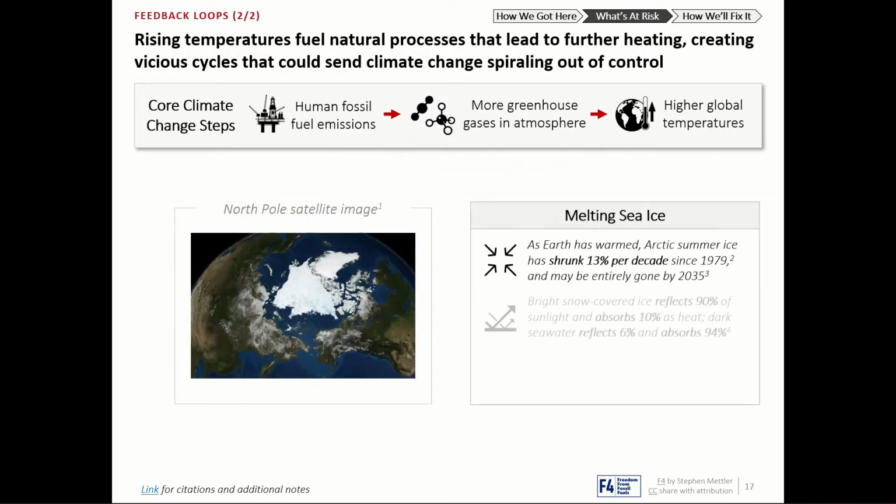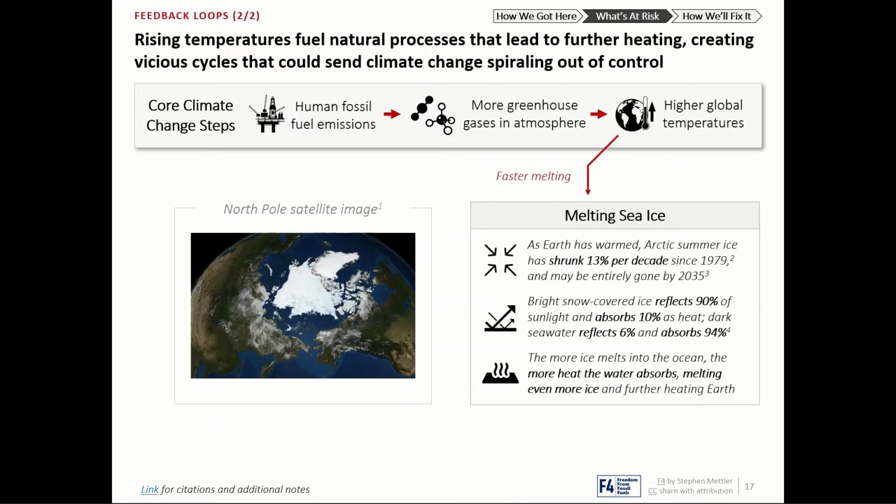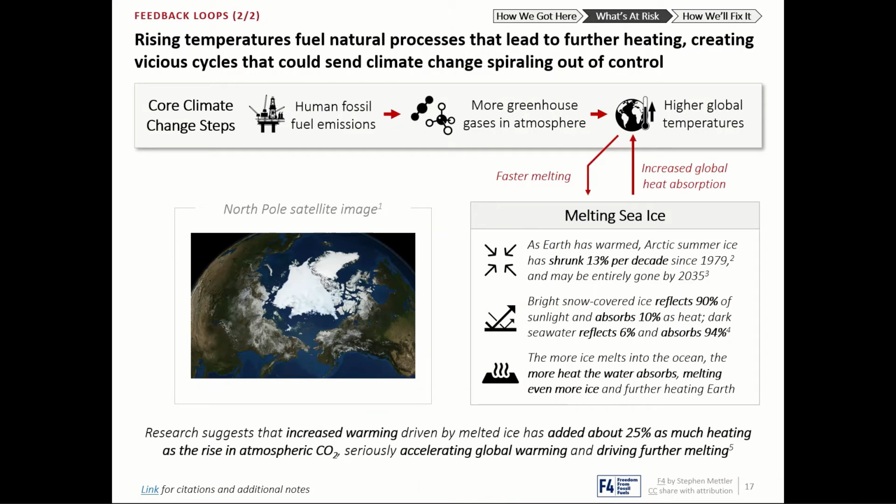The same happens to ice in the North Pole, because ice and snow reflect sunlight, whereas when they melt and become dark seawater, seawater is dark because it absorbs a lot of light, a lot of heat. So the more ice melts, the warmer the Arctic gets, and the more the Earth heats and the faster the ice melts. Both of these are vicious cycles that make climate change accelerate itself the further it escalates.